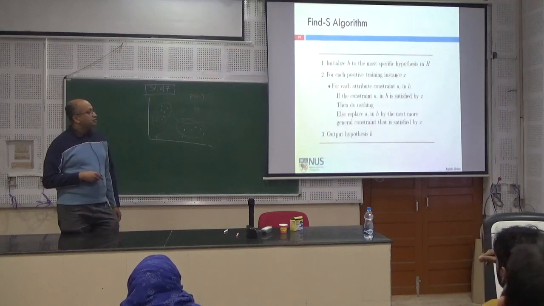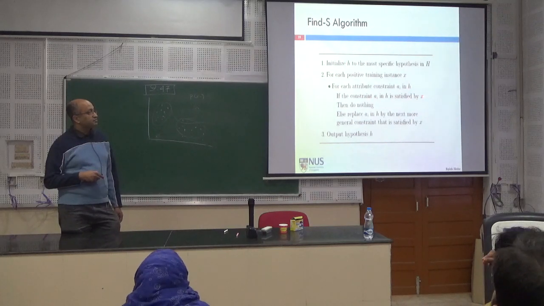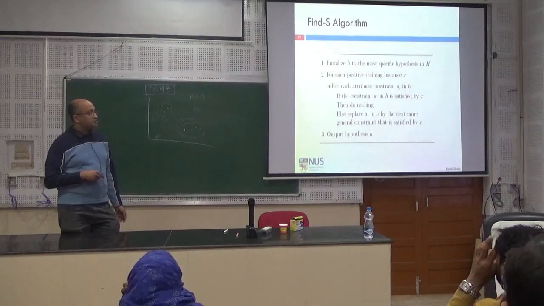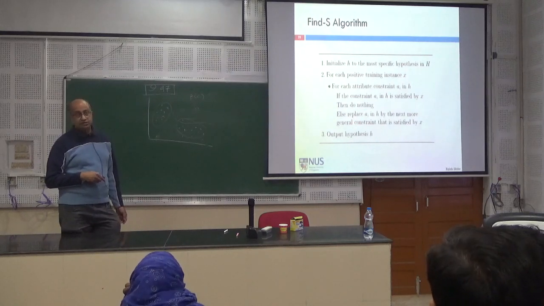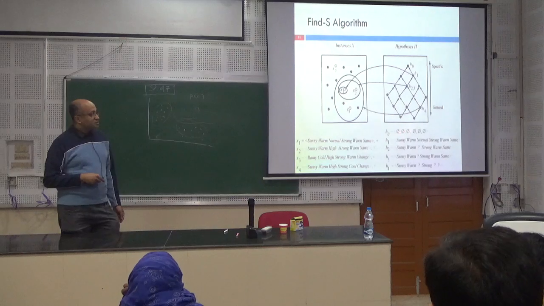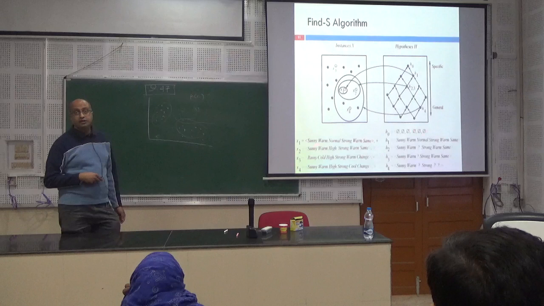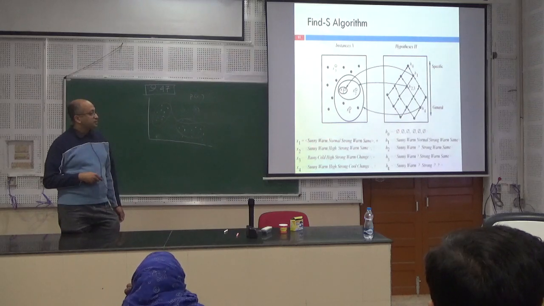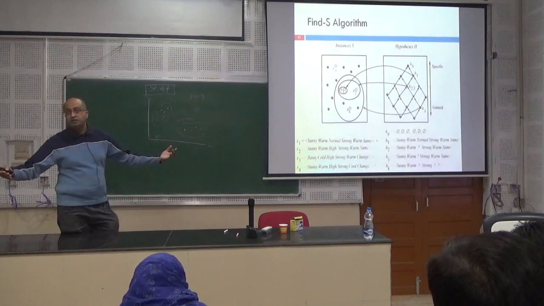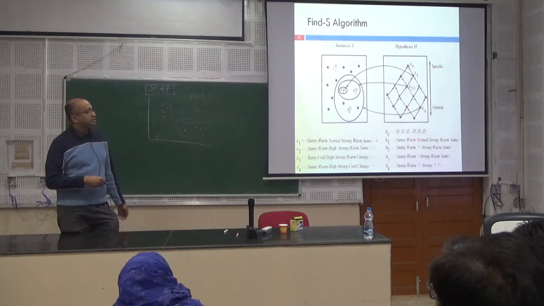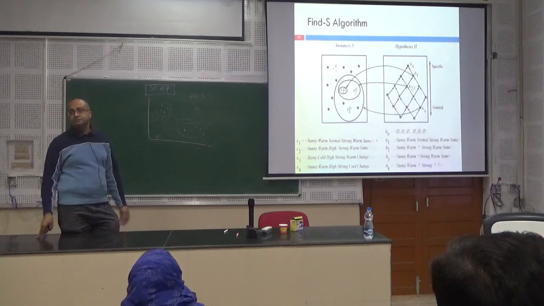So what does my algorithm say? For each attribute in H, if the constraint is satisfied, do nothing. Otherwise, replace it by the more general constraint. So this is not satisfied, right? Sunny. So what should I do? I should replace this by sunny, I replace this by warm, I replace this by normal, and so on. So essentially, the first time I see a positive sample, everything just changes to that positive sample. That's what is happening.